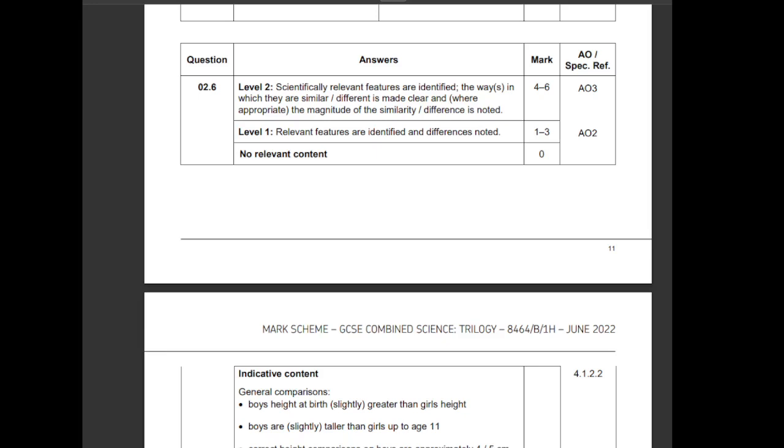as you can see on the marking guideline, this is a 6-mark question. To get a level 2 answer, which is going to get you anything between 4 to 6 marks, you need to be scientifically relevant. Features are identified, the ways in which they are similar or different are made clear, and where appropriate, the magnitude of the similarity and difference is noted. So you need to refer to data in the graph. Hence, I used a lot of information from the graph, the numbers and the mean values and the ages. So let's have a look at what they're actually describing as part of the answer.